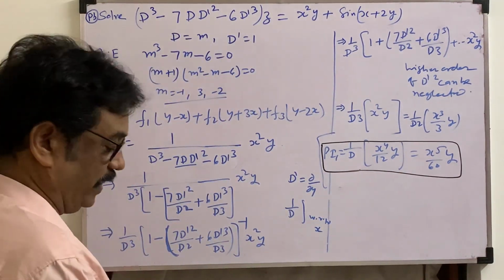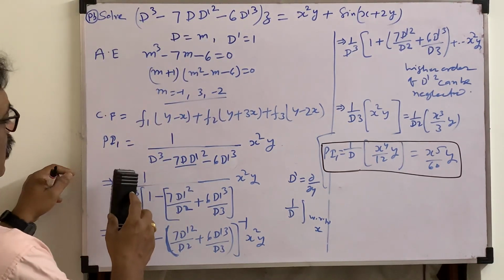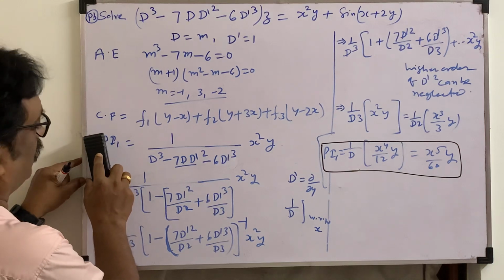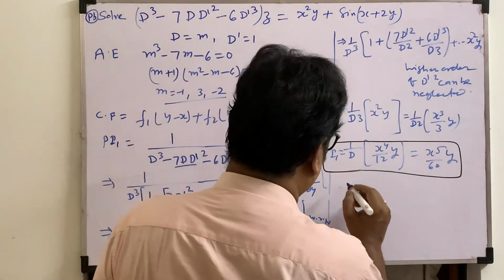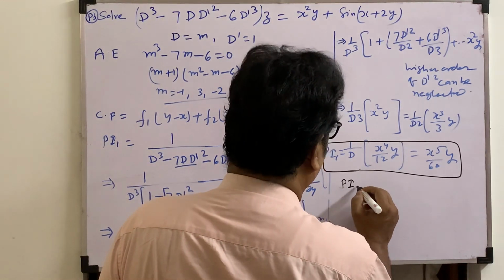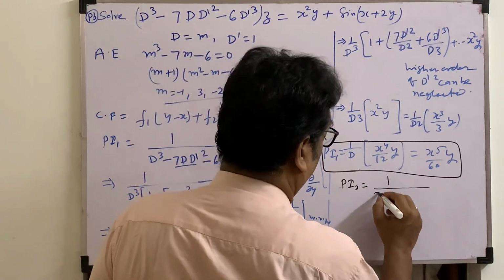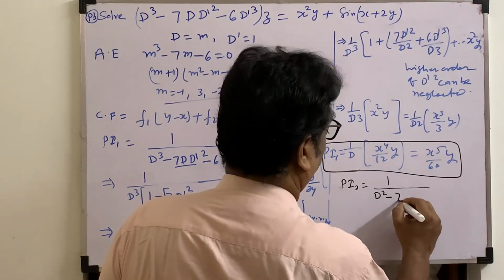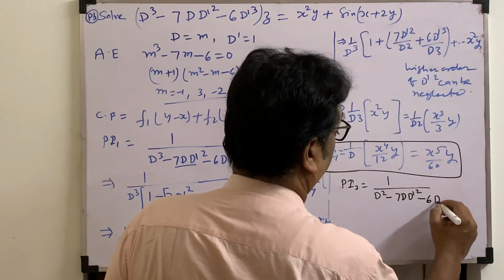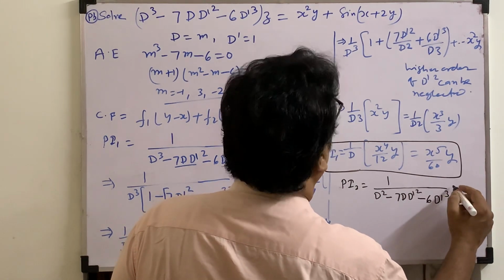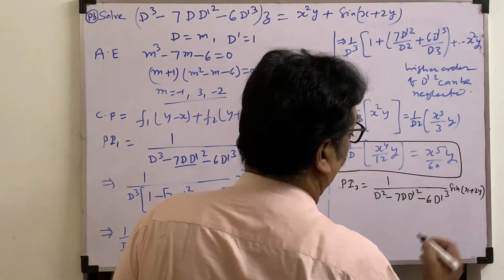Now I will go to Pi2. So now we'll work it here. Here itself we start at least something. Pi2. What is Pi2? 1 over D square minus 7 D D dash square minus 6 D dash cube, of sin x plus 2y.